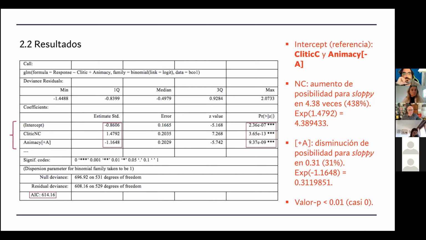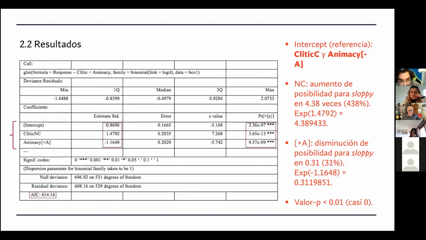Lo que vemos, hablando de manera sencilla porque no somos estadísticos, en esta tabla es que, teniendo como referencia la presencia del clítico, la ausencia del clítico aumenta la posibilidad de lectura imprecisa en 4,38 veces.